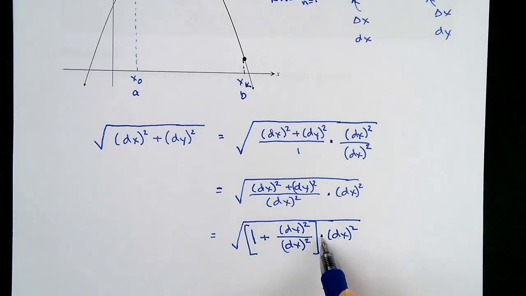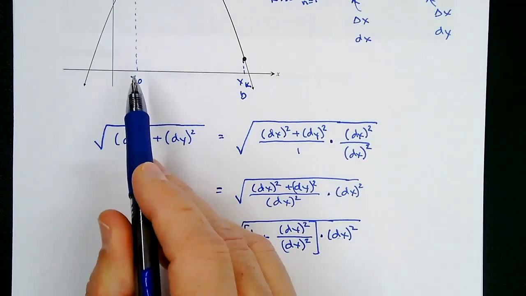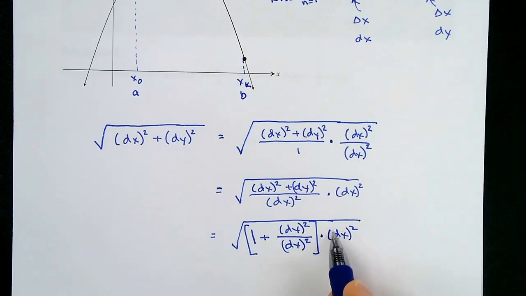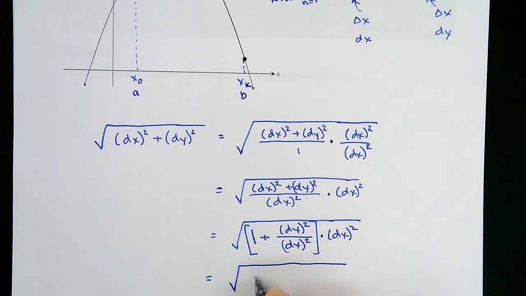Okay, now, because I'm multiplying, I can break this up into 2 square roots, multiplying this square root times the square root of this. Now, the square root of this is actually the absolute value of dx, but dx is always going to be positive in this case, right? Because we're taking the one on the right minus the one on the left. So this is going to become positive. So really, we don't need the absolute value. And this whole thing becomes the square root of 1 plus, and dy squared over dx squared is really just dy over dx, squared, times dx.